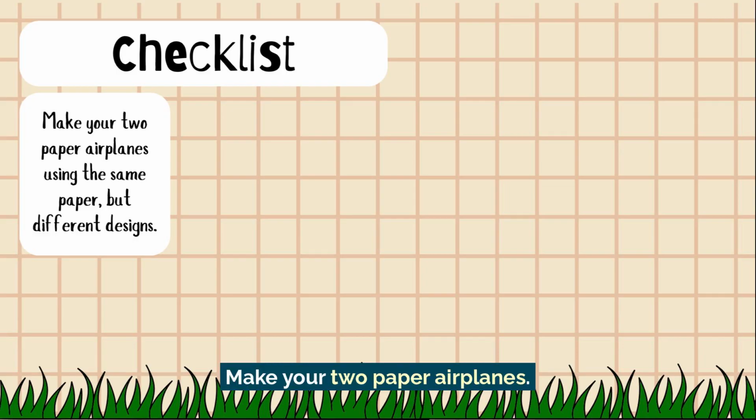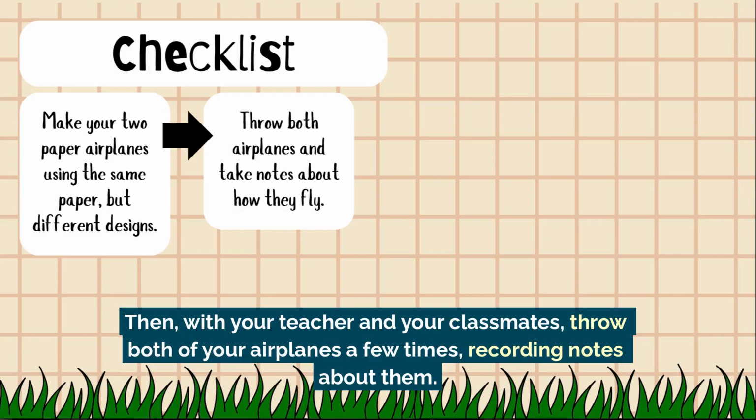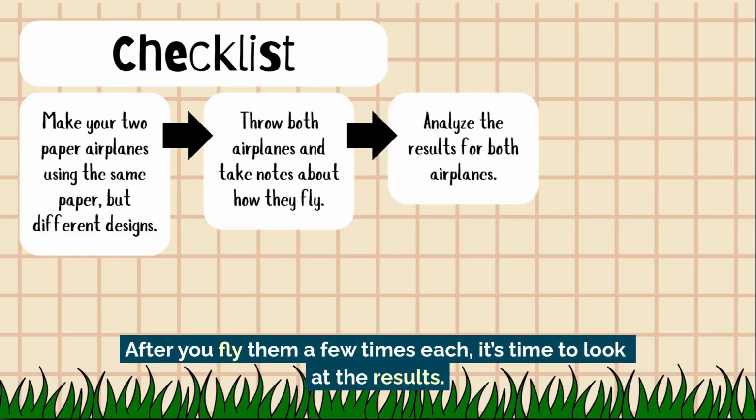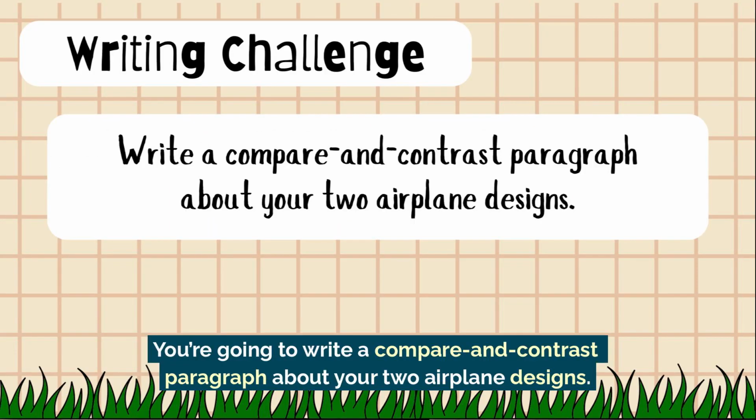Here's what to do. Make your two paper airplanes. Remember to keep the paper the same for both, but to use two different designs. Then, with your teacher and your classmates, throw both of your airplanes a few times, recording notes about them. After you fly them a few times each, it's time to look at the results. Which plane flew farther? Which was more stable? Which one surprised you? You're going to write a compare and contrast paragraph about your two airplane designs.